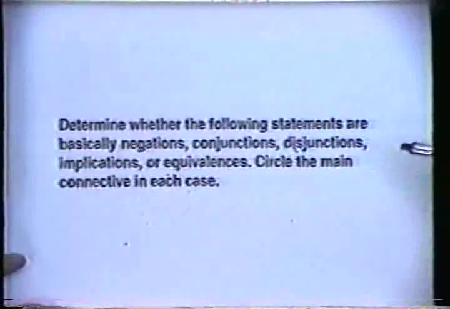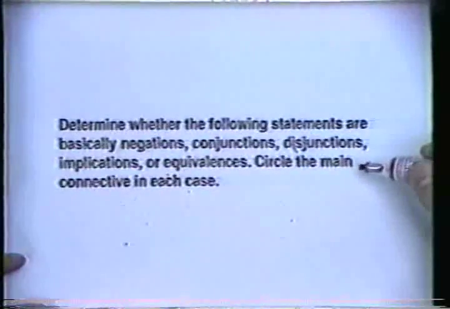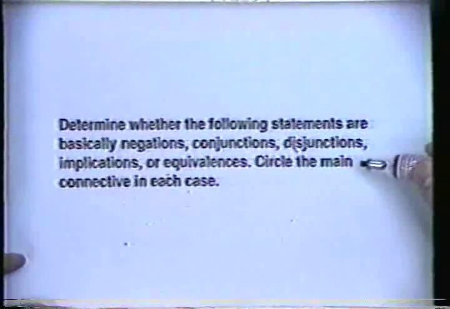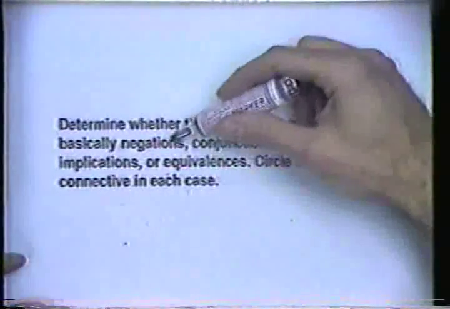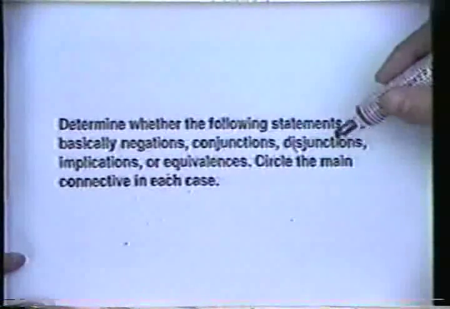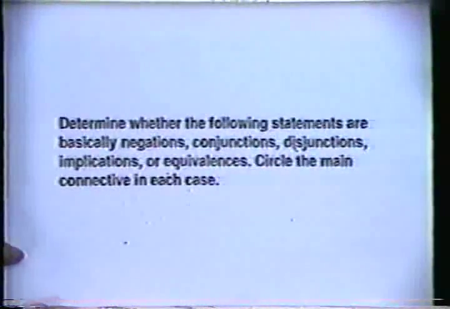What you need to do here is to identify what kind of sentence we're looking at. Remember, depending upon which of the connectives that are involved in the sentence is the main connective, you can determine whether the nature of the sentence is a negation, a conjunction, a disjunction, an implication, or an equivalence. So look at number 9. Which of all of these connectives that occur is the main connective?